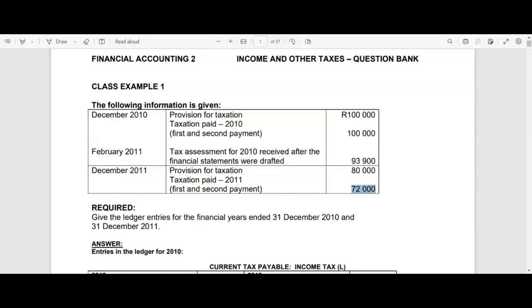Which account are we going to debit? Same as last year, same as every year. And we've already had it in this course. Yes. We've got the right answer there from Ms. Malley. Thank you. So income tax expense.